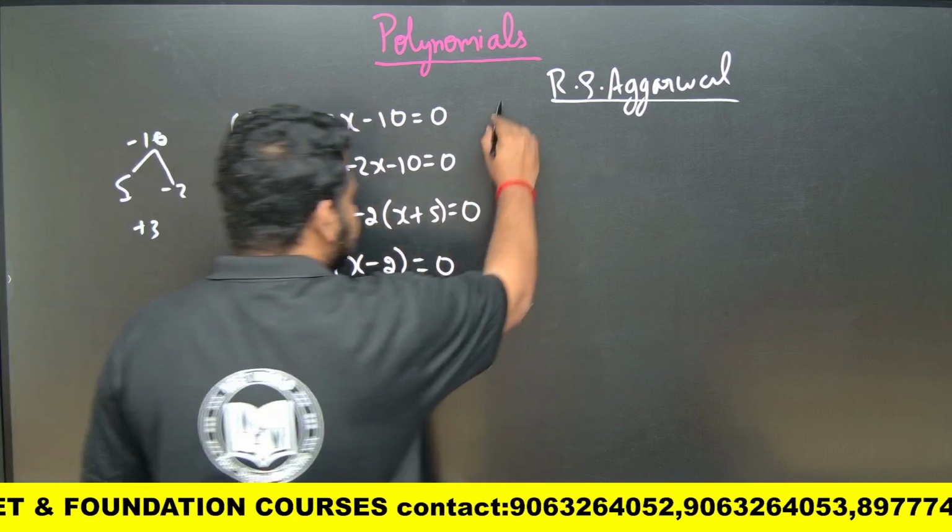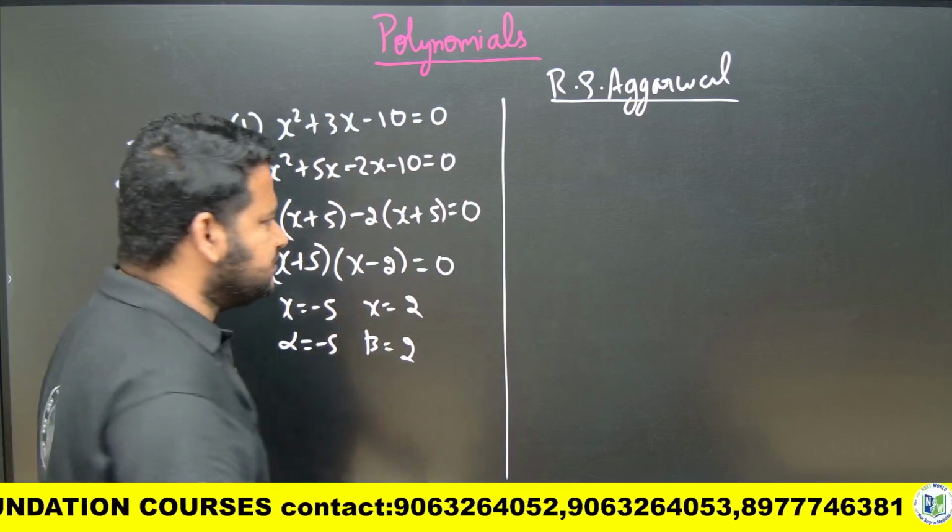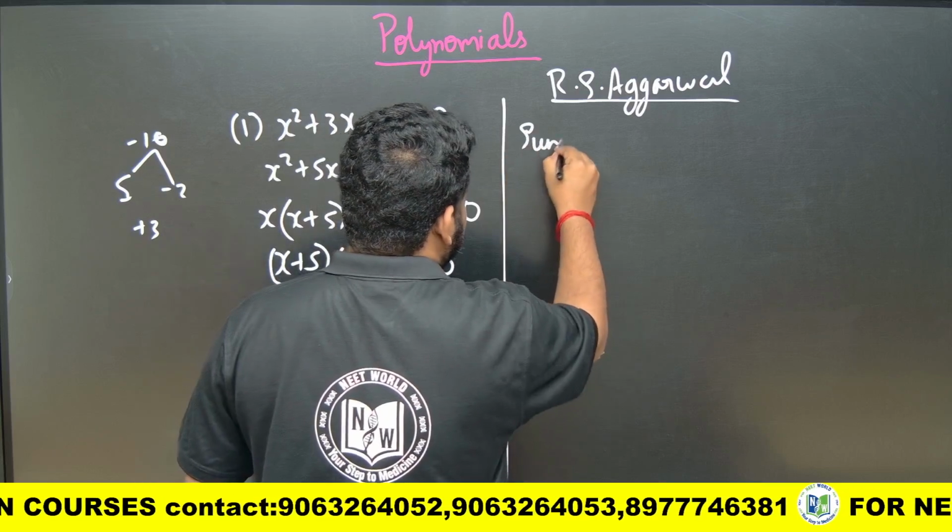Now we have to do what? Relation between zeros and coefficients. So sum of the zeros. That is what, friends? Sum of the zeros.